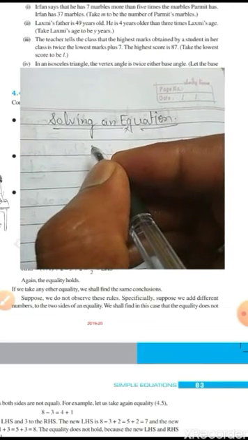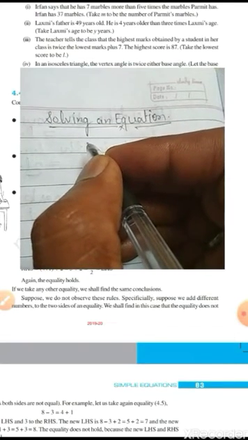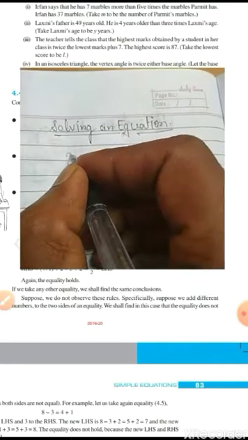Today's topic is solving an equation. Solving an equation means to find the value of the variable in the equation that satisfies the equation. Let's see an example here.